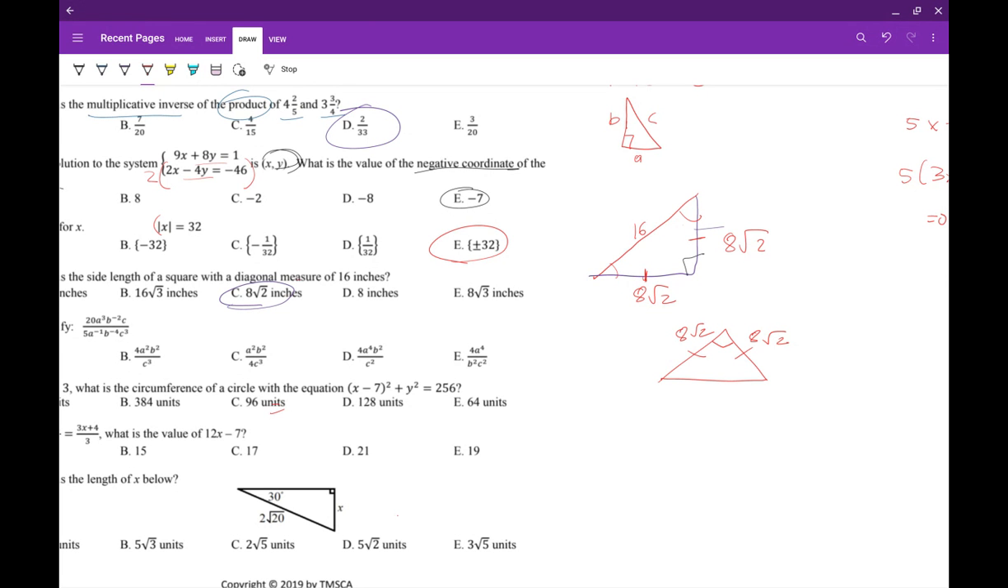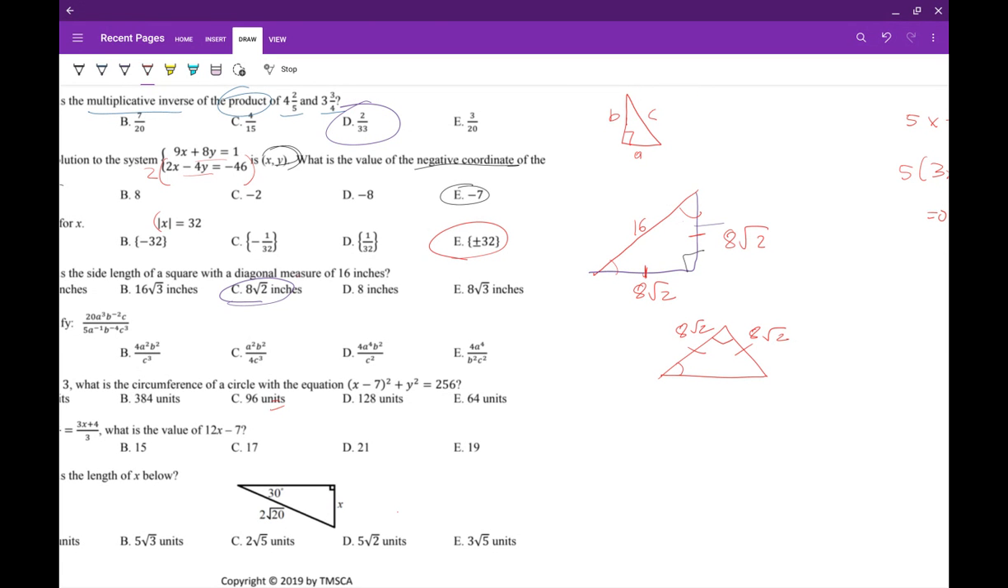This is an isosceles triangle, which means that the corresponding angles are congruent. So that angle and that angle are congruent. So what this means is that the remaining 90 degrees is evenly split. So each angle is equal to 45 degrees.